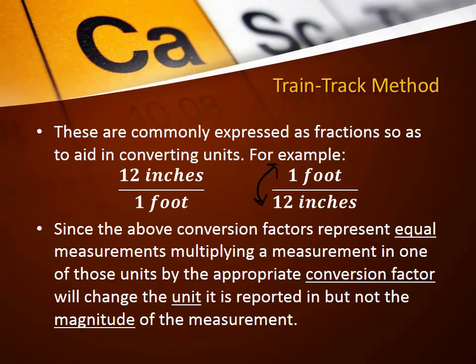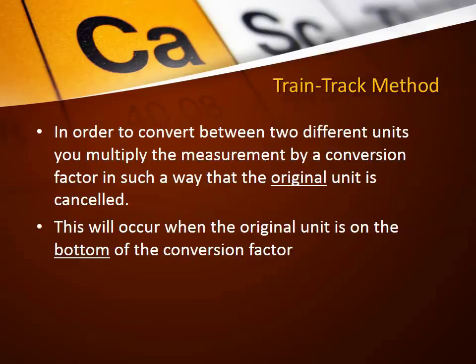Since the above conversion factors represent equal measurements, multiplying a measurement in one of these units by the appropriate conversion factor will change the unit it is reported in, but not the magnitude of this measurement. This allows us to convert between units. So in order to convert between two different units, you multiply the measurement by a conversion factor in such a way that the original unit is canceled. This will occur when the original unit is on the bottom of the conversion factor.